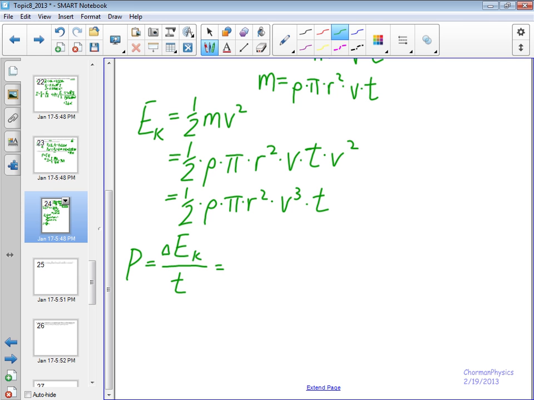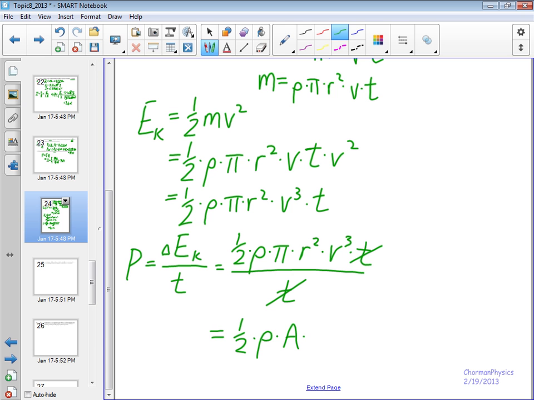So what I'm going to do is I'm just going to take this whole thing right here, our 1/2 rho pi r squared times v cubed times t divided by t. What we see is that our t terms drop out, and we're left with 1/2, all right, rho times the area, I'm actually going to change that back, times v cubed as the power delivered by our wind turbine. Okay, so we see that the power, all right, delivered by wind depends on the velocity of the wind to the third power. That's pretty interesting there.